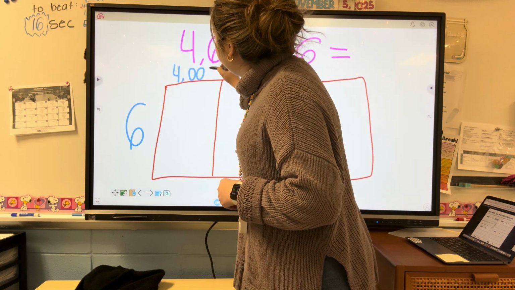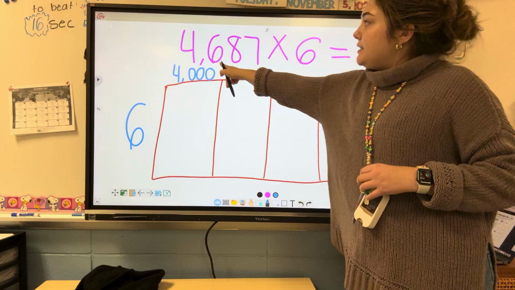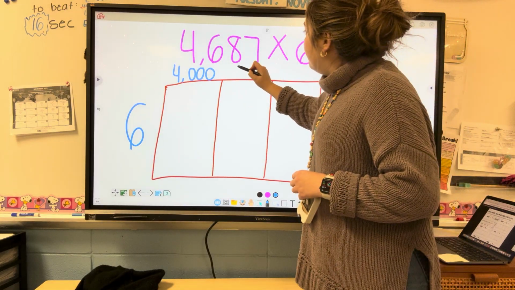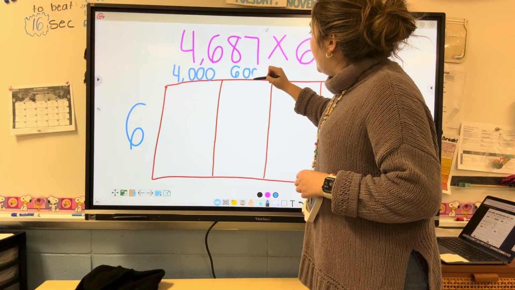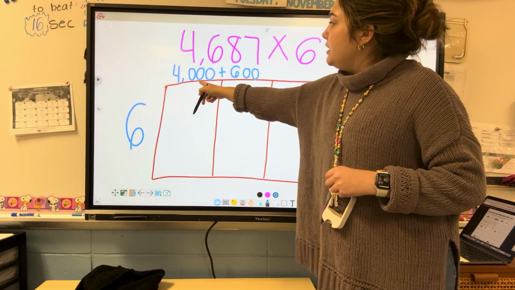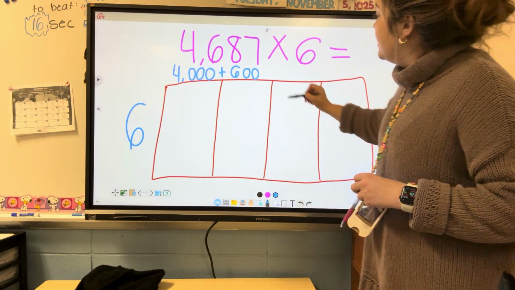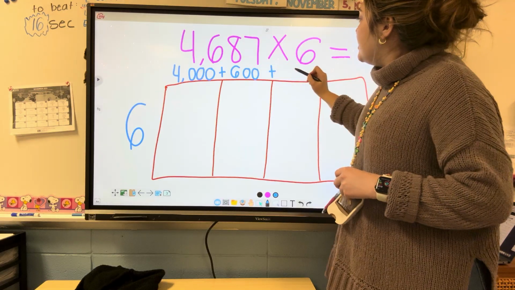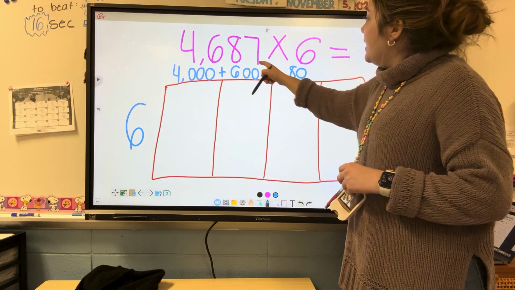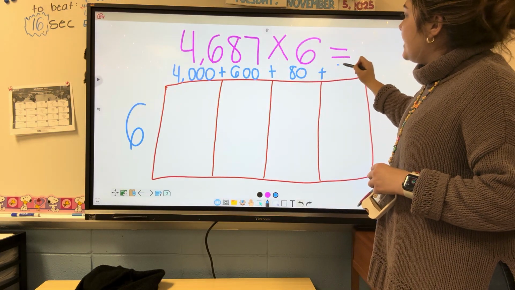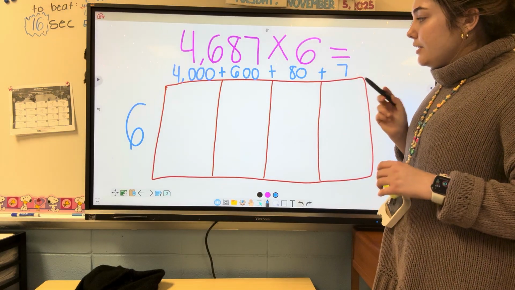4,000. My 6 is in the hundreds place, so I put 600. This is really just breaking this number apart into expanded form. My 8 is in the tens, so that's 80. And my 7 is in the ones, so that's 7. Okay.